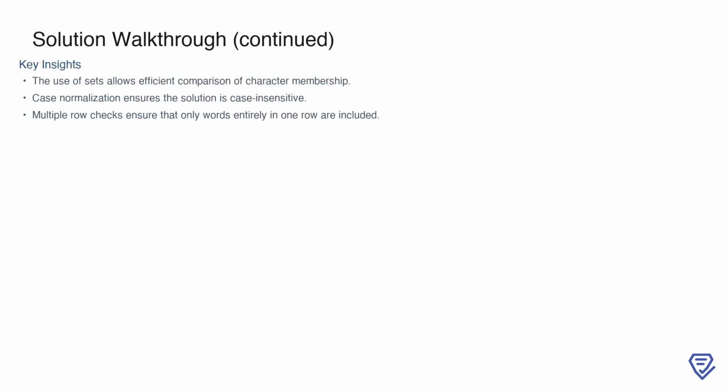This problem's solution highlights a few key insights. By using sets, we can efficiently check whether the letters of a word belong to a specific keyboard row. Normalizing the words to lowercase ensures that the solution is case-insensitive, treating uppercase and lowercase letters equivalently. Additionally, by performing subset checks for each row, we ensure that only words whose letters are entirely contained within a single row are included in the output. These techniques combine to create a solution that is both elegant and efficient.